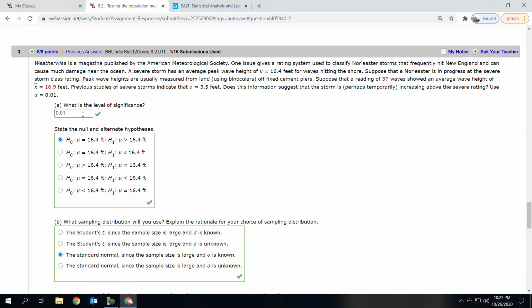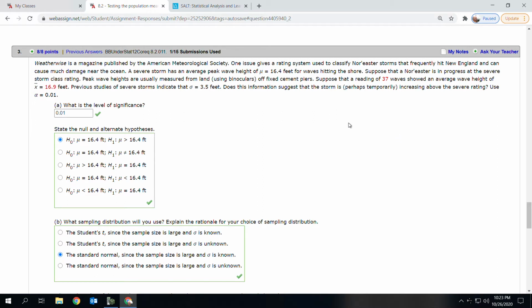Alright, so I went ahead and put 0.01 in for the significance level. That's always going to be the decimal form of alpha. If it's given as a decimal, just copy it. If it's given as a percent, change it to a decimal by dividing by 100 and enter that number.